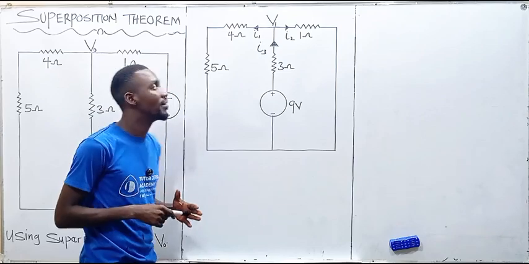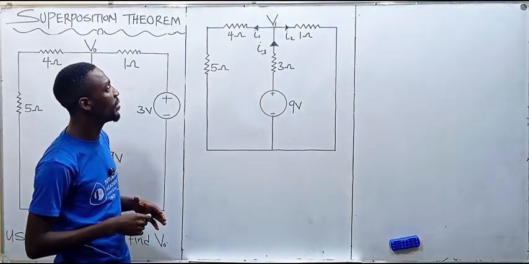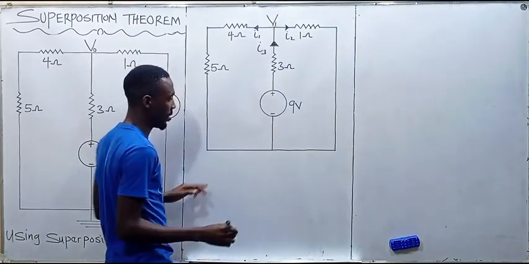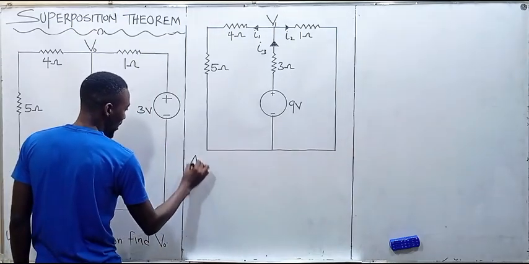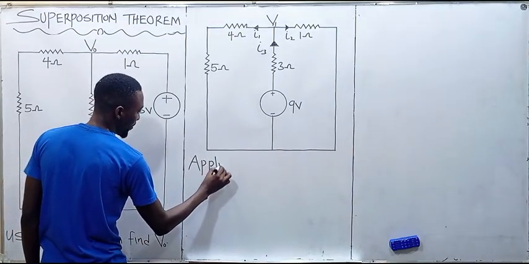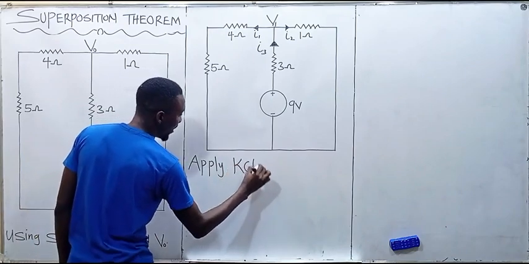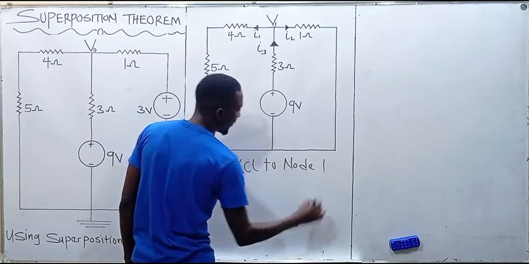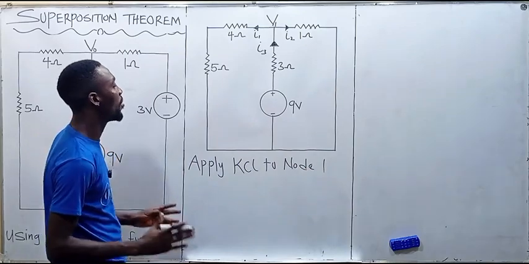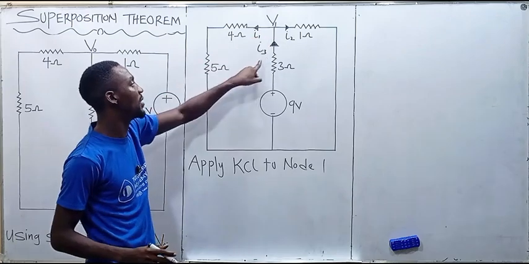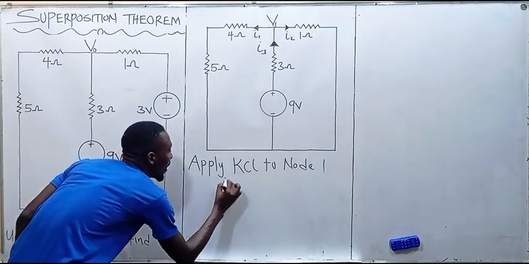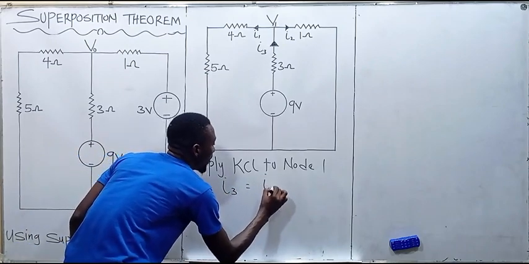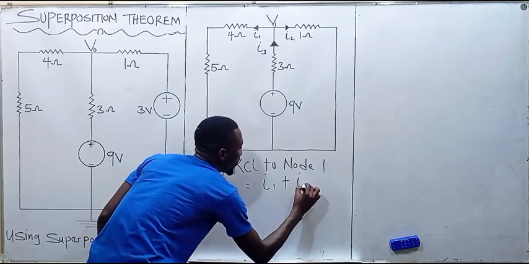All right, so now the next thing we are going to do is to apply KCL to node 1. So if we do that, the sum of current that is going into this node is I3. So we can therefore say I3 is equal to I1 plus I2.